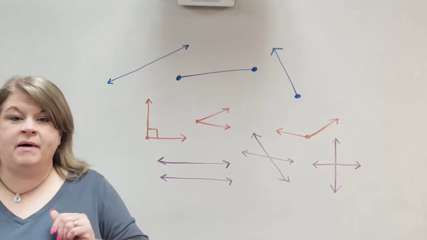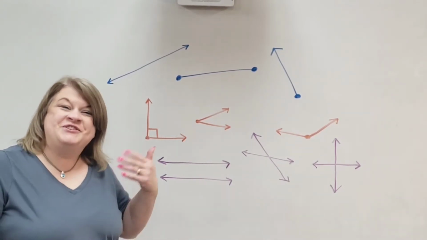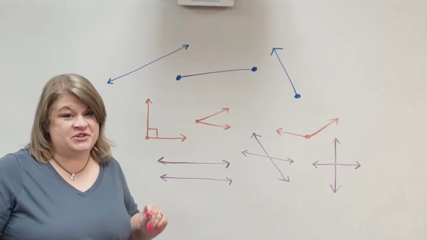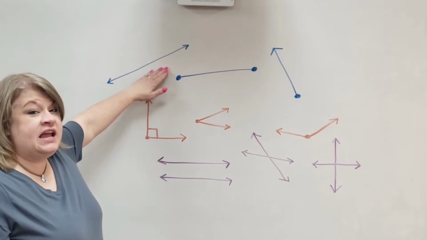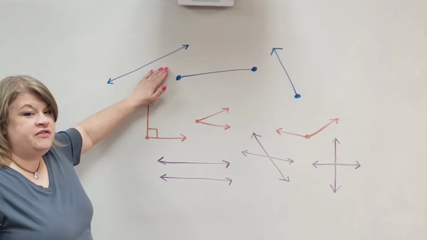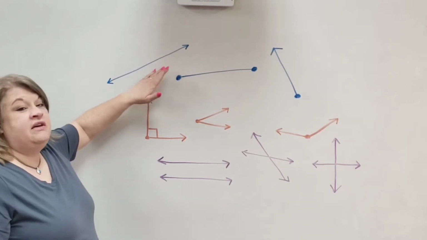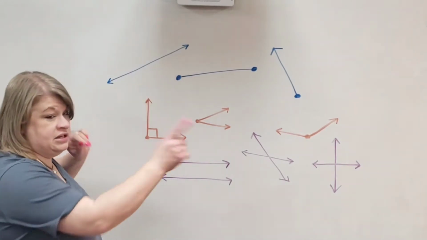We have been talking about geometry. We talked about some lines and some angles, so let's see if we can remember what these are called. Okay, you ready for it? Look at this. It has arrows on both ends. What do we call that? If you said line, you are correct. This is a line just like a number line. It goes on forever in both directions, in each direction.